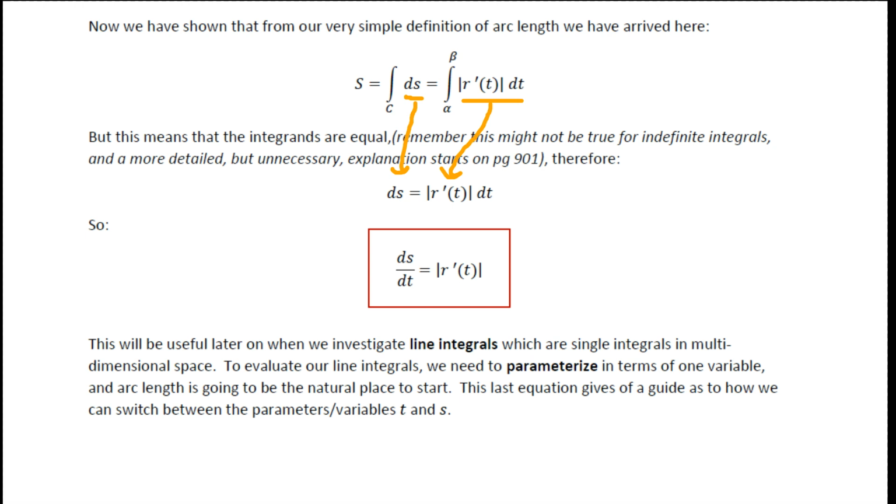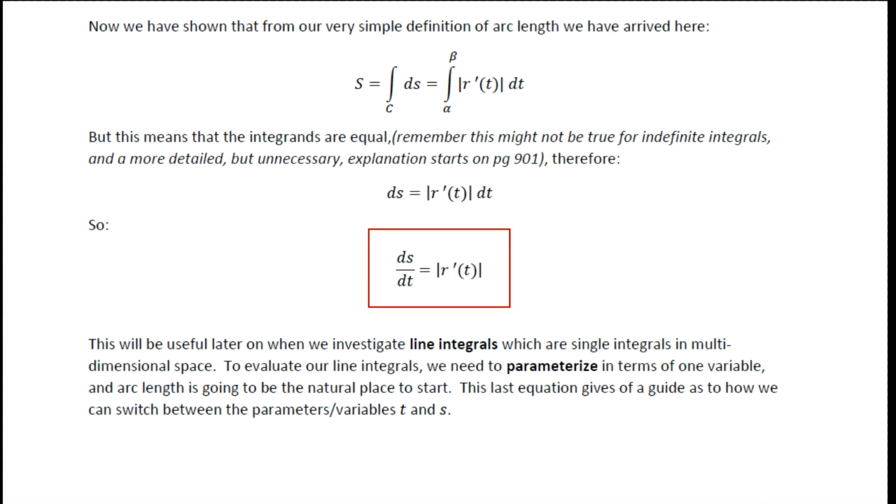Now, technically, it involves a little bit more rigorous mathematics to actually prove that, but it's really just that you have to apply the fundamental theorem of calculus and think of arc length as a function instead so that you can actually integrate. If you want the details, it is in your textbook, page 901.